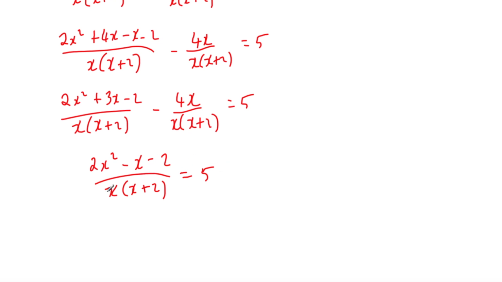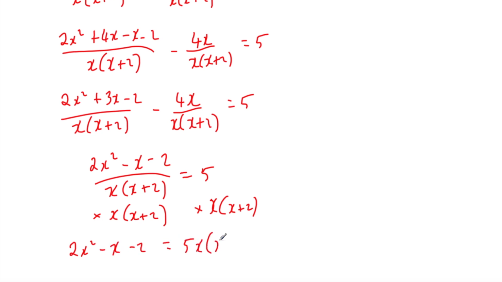Well, we want to solve this equation, so let's get rid of the denominator. So let's multiply both sides of the equation by x bracket x plus 2. So multiply by x bracket x plus 2 and multiply by x bracket x plus 2. So the left-hand side will just be left with 2x squared minus x minus 2. And the right-hand side, we're going to have 5x bracket x plus 2. And we've just multiplied both sides by the denominator there, and this is what we've got.